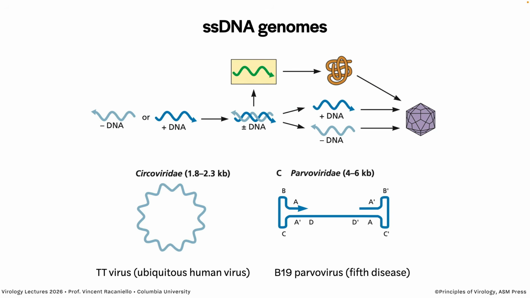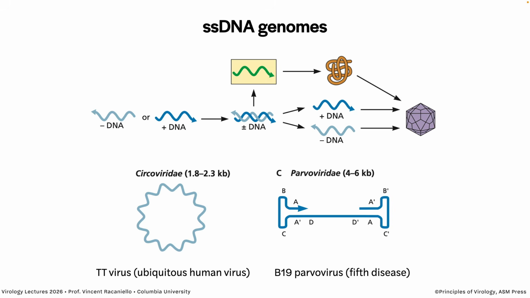Now we have viruses with single-stranded DNA genomes. Again, the single strand cannot be translated. It has to be made into double-stranded DNA. These viruses can package either the plus or the minus strand. It doesn't matter because when either gets into cells, it's made double-stranded. And then the double-stranded, of course, can be made into message, which gets made into protein.